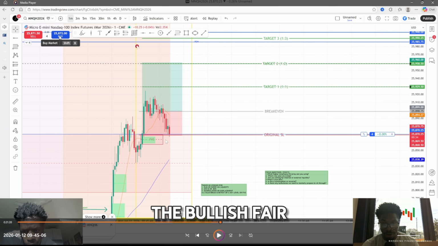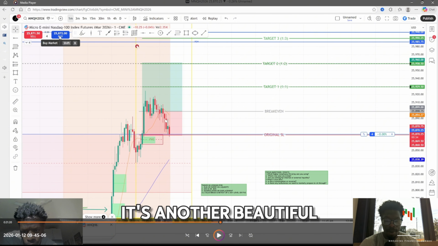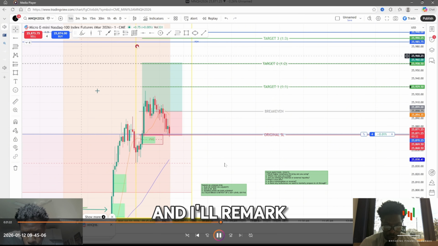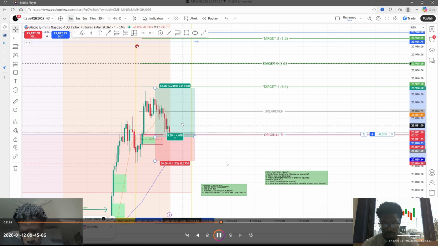I still got the bullish fair value gap break and retest coming right on top of the inverse bearish fair value gap on the hourly time frame. It's another beautiful entry, and that's why I took that one. Filled. And I'll remark everything else up as y'all about to see.